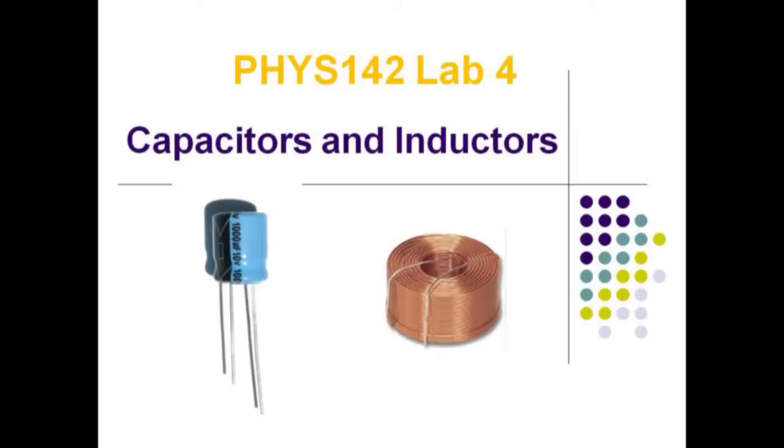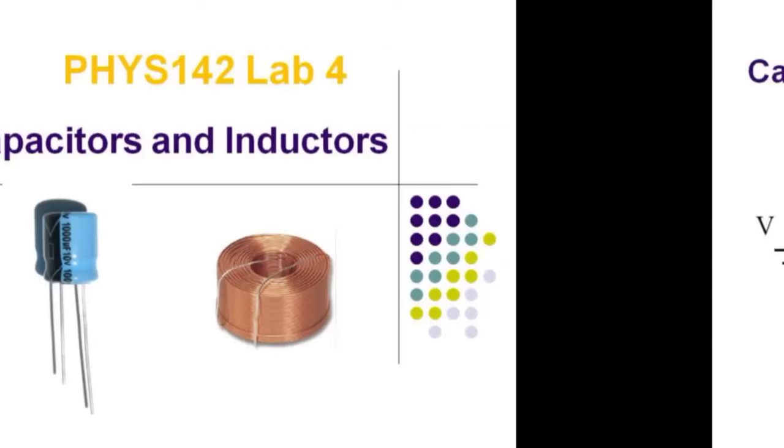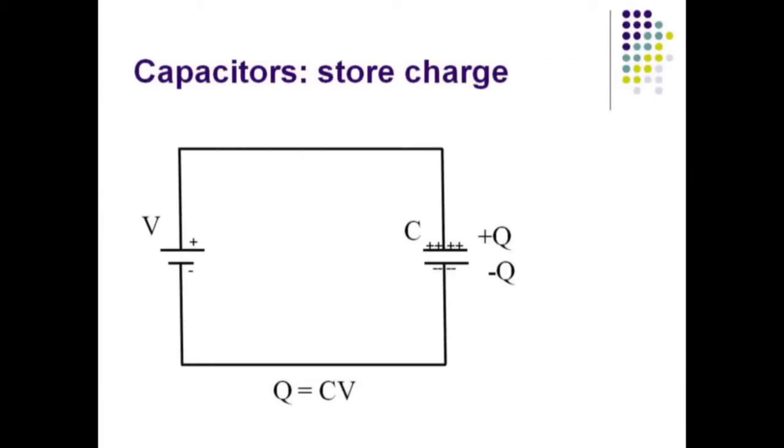This lab deals with the time characteristics of capacitors and inductors. A capacitor is a device for storing charge for later use. The amount of charge stored depends on the capacitance, C, and the applied voltage, V. Charge equals the product of capacitance and voltage, that is, Q equals C times V.